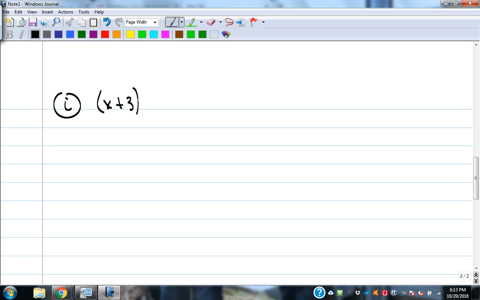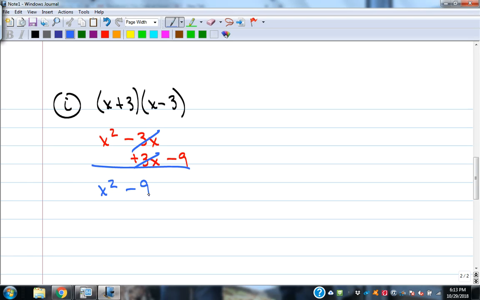x plus 3 times x minus 3. Again, distributive property. x squared minus 3x plus 3x minus 9. What happens to the 3x's in the middle? They cancel each other out and we got x squared minus 9. That one shortened up real nice.